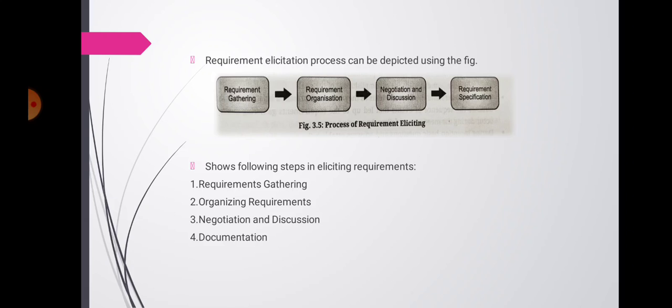Then the last step is documentation. All formal and informal, functional and non-functional requirements are documented and made available for the next phase of processing. These are the processes of requirement elicitation.